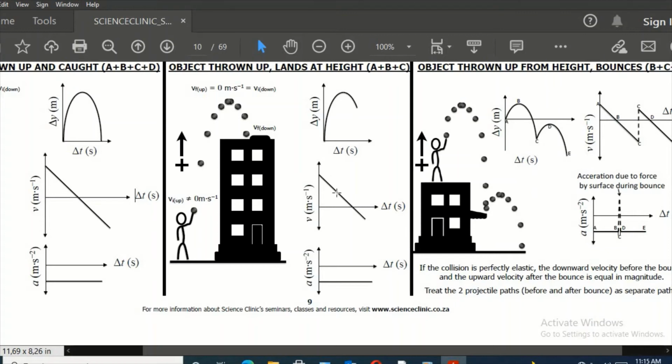And this is what the velocity time graph would look like. So this would be the initial velocity, which is positive, then at its maximum height the velocity is 0, and then the velocity just before it lands on the roof of the house.